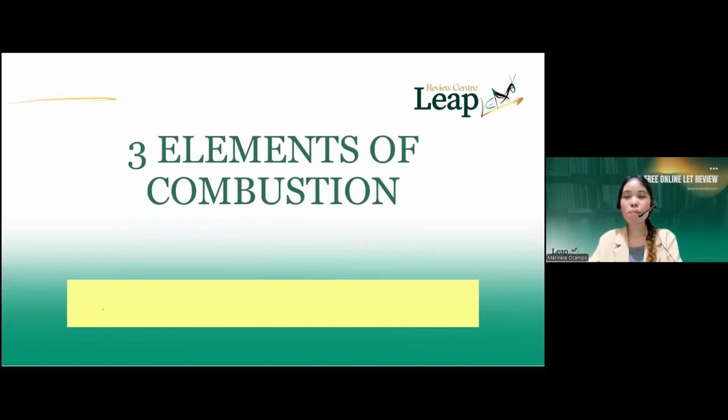So combustion is the chemical reaction of fire. It's the process of burning something. So what do you think are the 3 elements of combustion? If you know the answer, or if you have hints or guesses, you can type in your answer in the comment box.